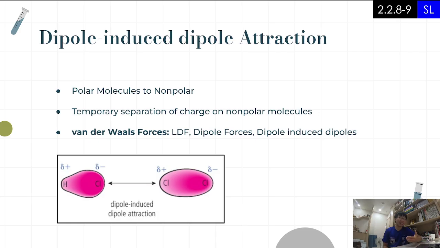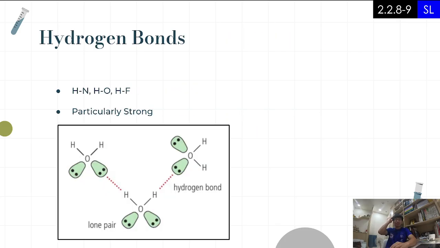In this case, you can see that HCl has a partial negative, but two Cl atoms together form a nonpolar bond. But when they get close, it influences a partial positive side to come out, so it's still very weak. It's a bit weaker than dipole-dipole attraction, but still stronger than London dispersion forces. All three of the forces we just went through are known as van der Waals forces: London dispersion forces, dipole-dipole, and dipole-induced dipoles.